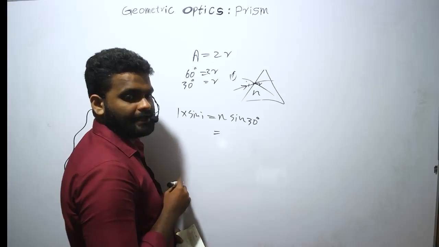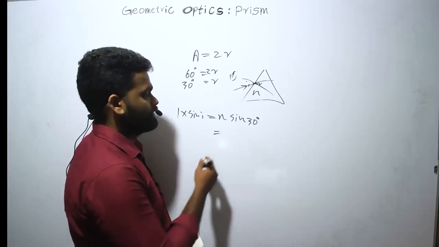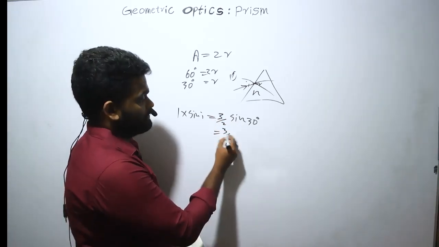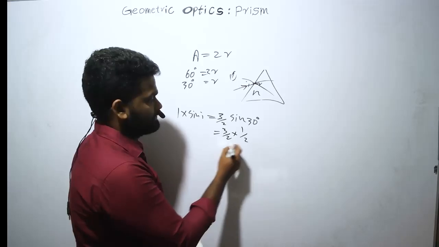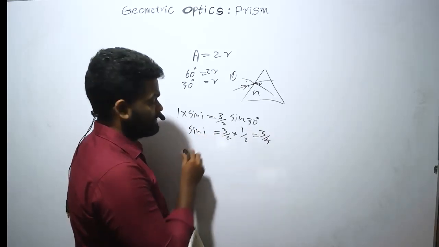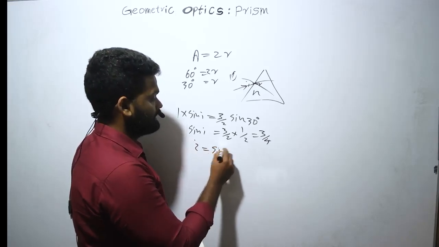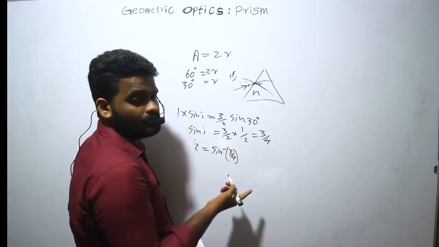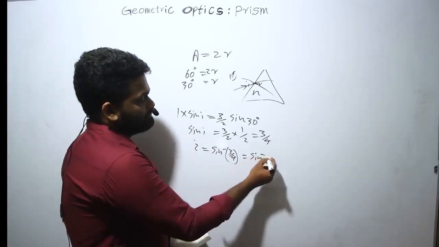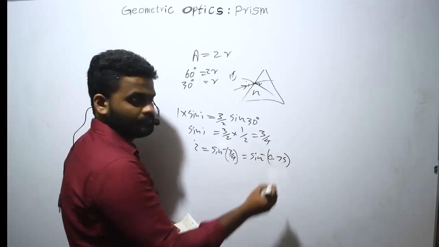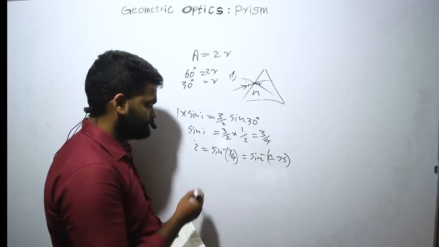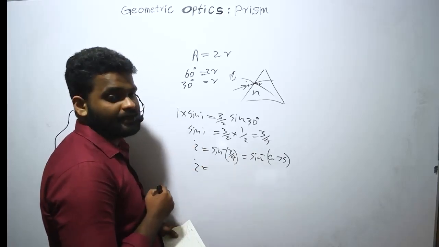Here n is given, that is glass, 1.5, or you can write it as 3 over 2. 3 over 2 times sine 30, which is half, gives 3 over 4. So sine I is equal to 3 over 4. Then I is what? Sine inverse of 3 over 4. This is a value we don't know, right? So we have to refer to the table. Sine inverse of 3 over 4 means 0.75. Find the inverse of 0.75, and that is going to be the value for I.